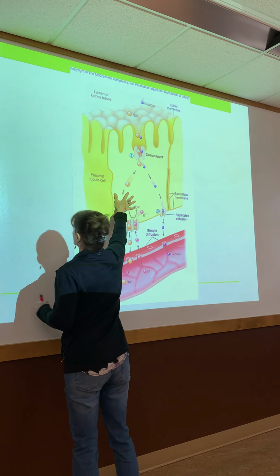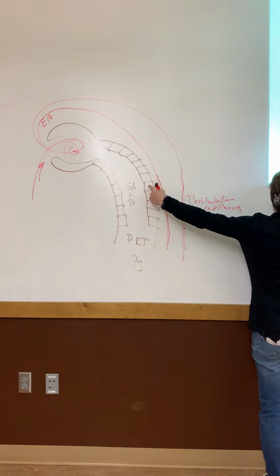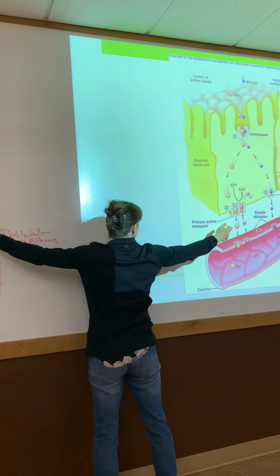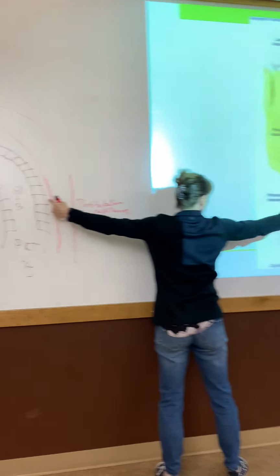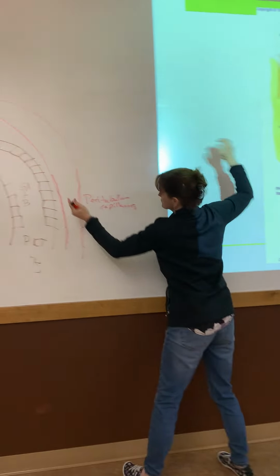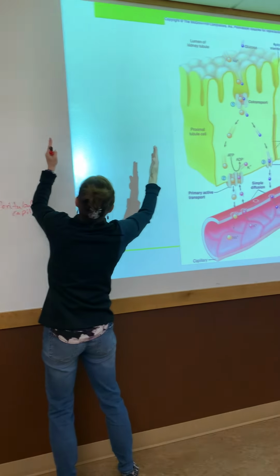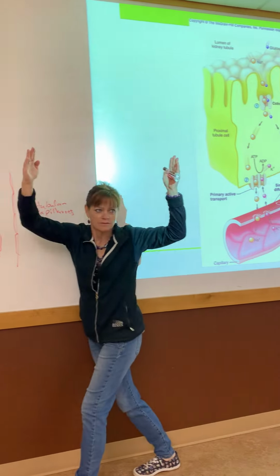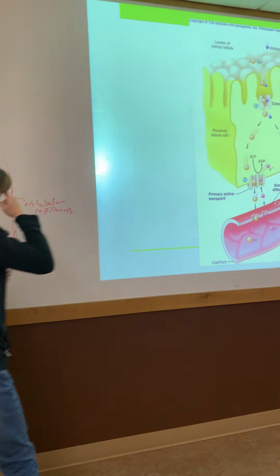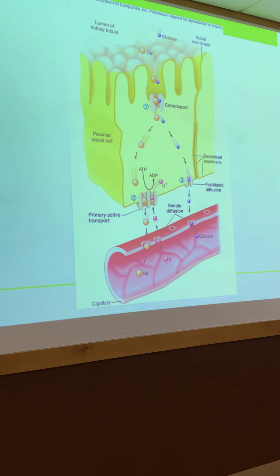So this is this cell, okay? Here's the interstitial fluid, and here's the capillary, right? So we've taken this and we've kind of stood it up. Does that make sense? All right, this comes from a different book, but it's a really good picture because it makes it really easy to follow.